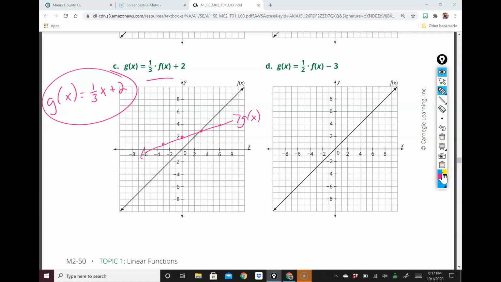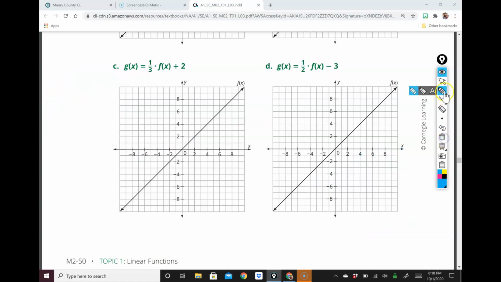Part D, I'm going to have 1/2 x. So g of x equals 1/2 x minus 3. So I'm going to start at -3 on my y-axis. And I'm going to go up 1 to the right 2. Go in the other direction, down 1 to the left 2. And there is my function g of x. So you can see how that transformation has occurred. Let's keep exploring.